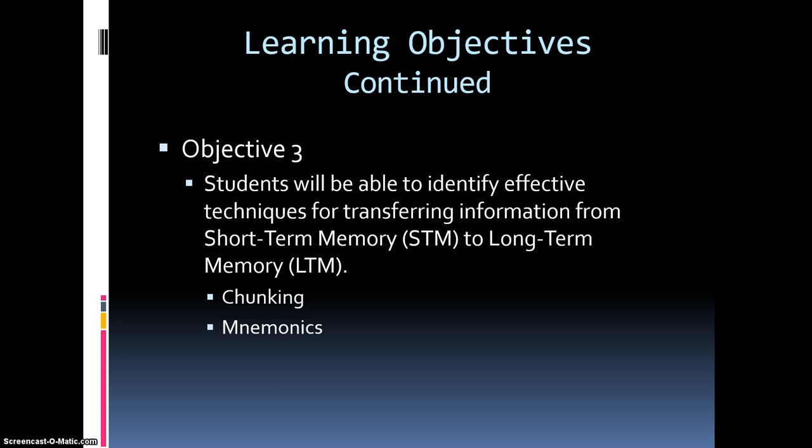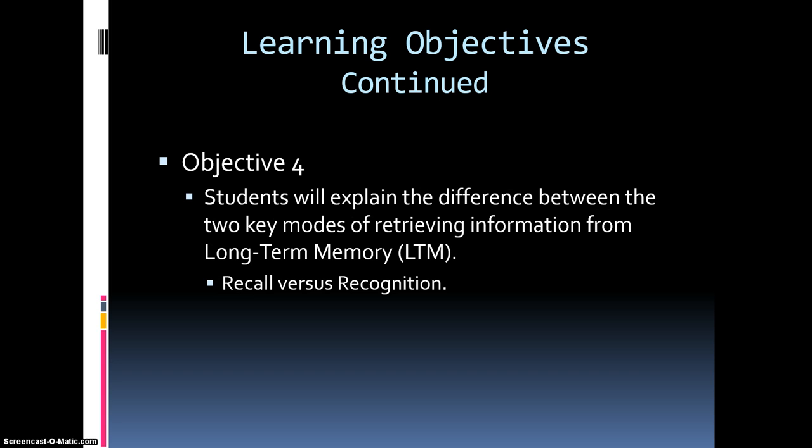Objective 3. Students will be able to identify effective techniques for transferring information from short-term memory to long-term memory, and we'll be taking a look at chunking and mnemonics. Objective 4. Students will explain the difference between the two key modes of retrieving information from long-term memory, recall versus recognition.